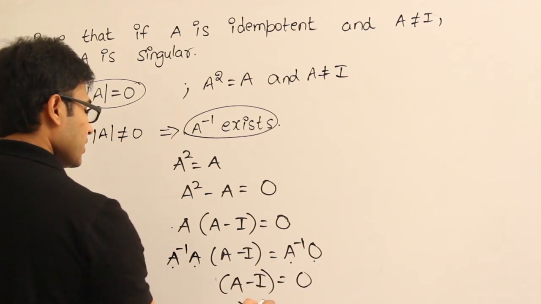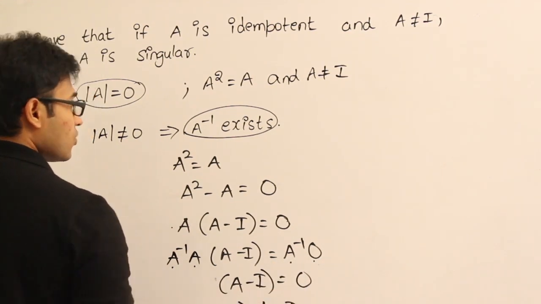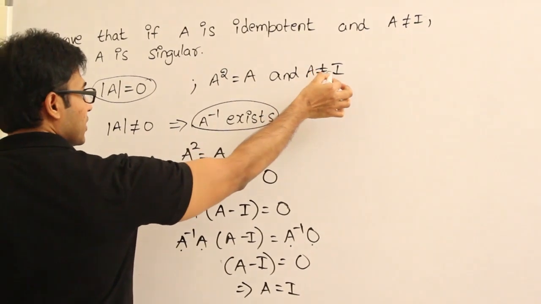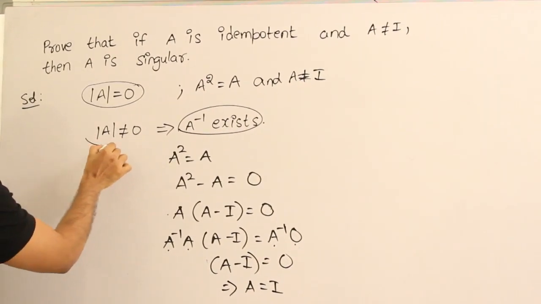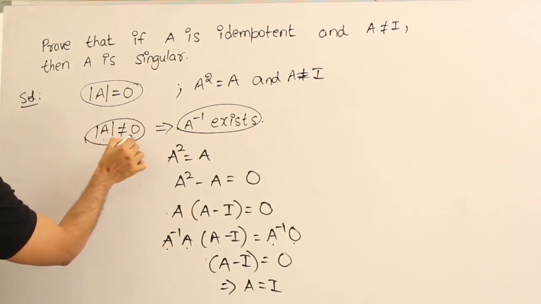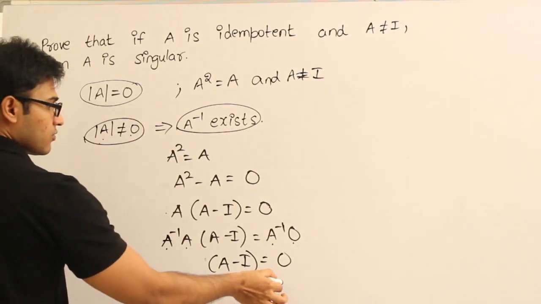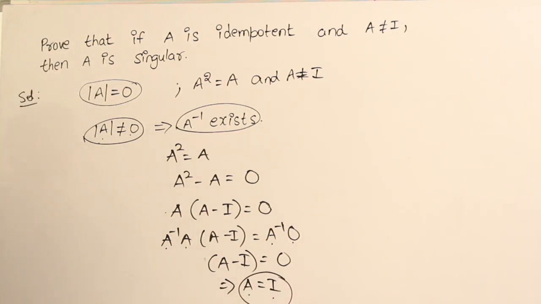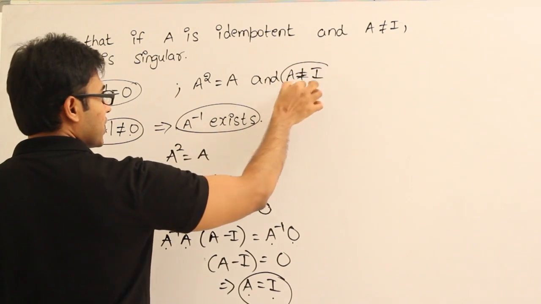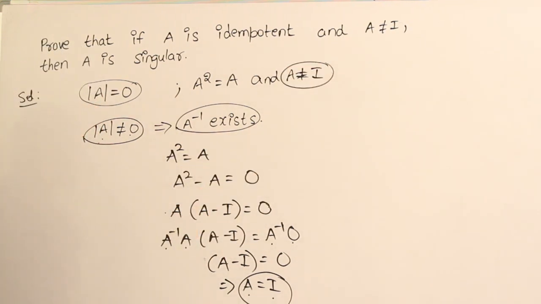So what does it imply? That A equal to I, which is false, right? Given that A is not equal to I, by assuming that A is non-singular, which means det A is not equal to 0, we got the conclusion that A must be equal to identity matrix, but it is already given that A is not equal to identity matrix, therefore our assumption must be false.